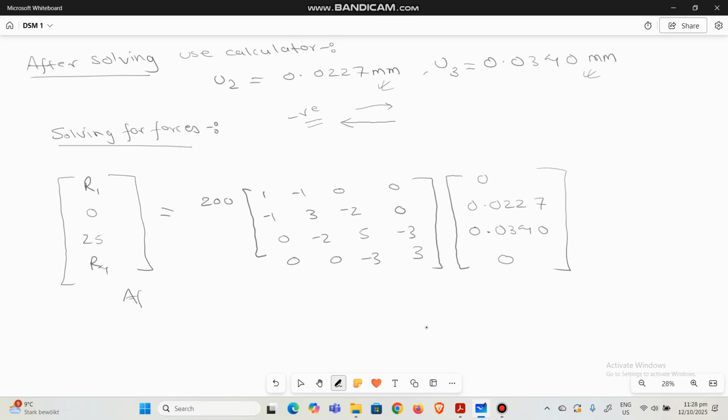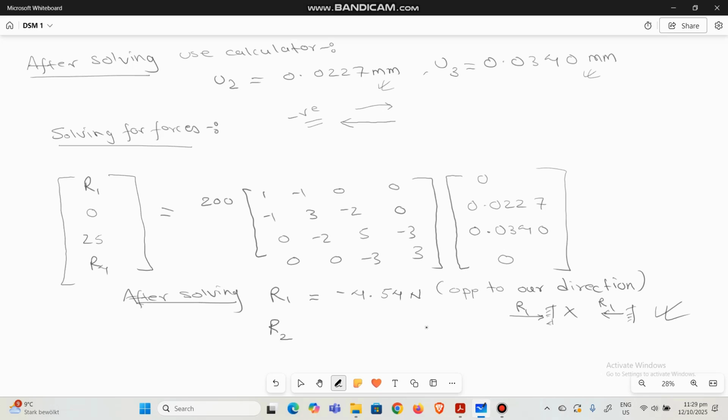After solving you get R1 value as minus 4.54 Newton. So exactly what I was telling, opposite to our direction. We said this was our fixed support, and we said reaction 1 would be like this. But no, it turned out to be negative. That means our reaction force would go this way. So this is right now.